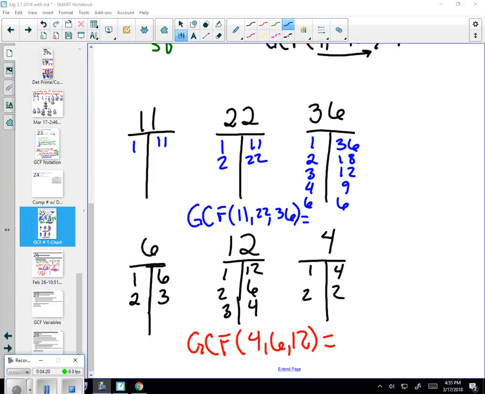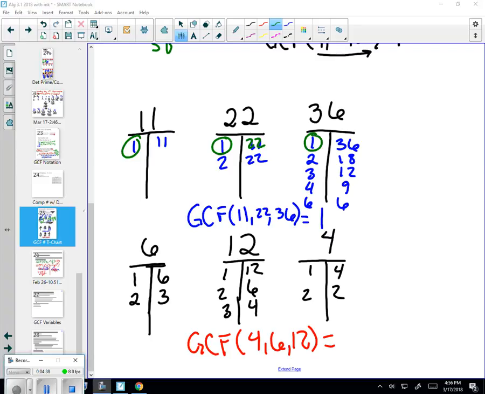Based on these charts, can you figure out what the GCFs of each set of numbers are? Pause your video and try. For the first one, did you get 1? Remember, we always start with 1 and whatever our number is.